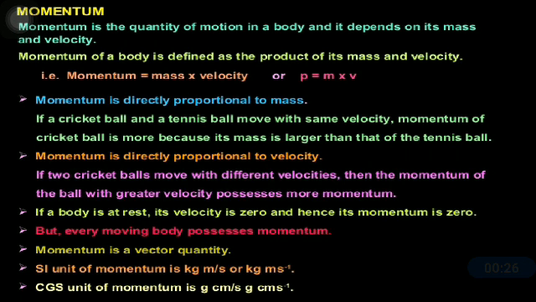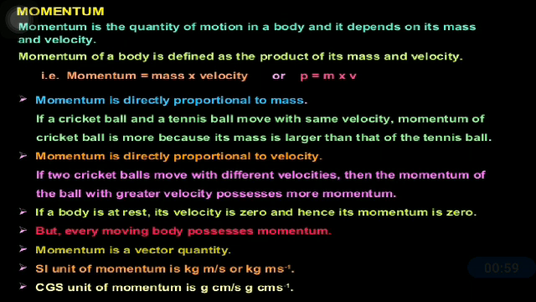Momentum is directly proportional to mass. That is, if a cricket ball and a tennis ball move with the same velocity, the momentum of the cricket ball is more because its mass is larger than that of the tennis ball. Momentum is directly proportional to velocity. For example, if two cricket balls move with different velocities, then the ball with greater velocity possesses more momentum.